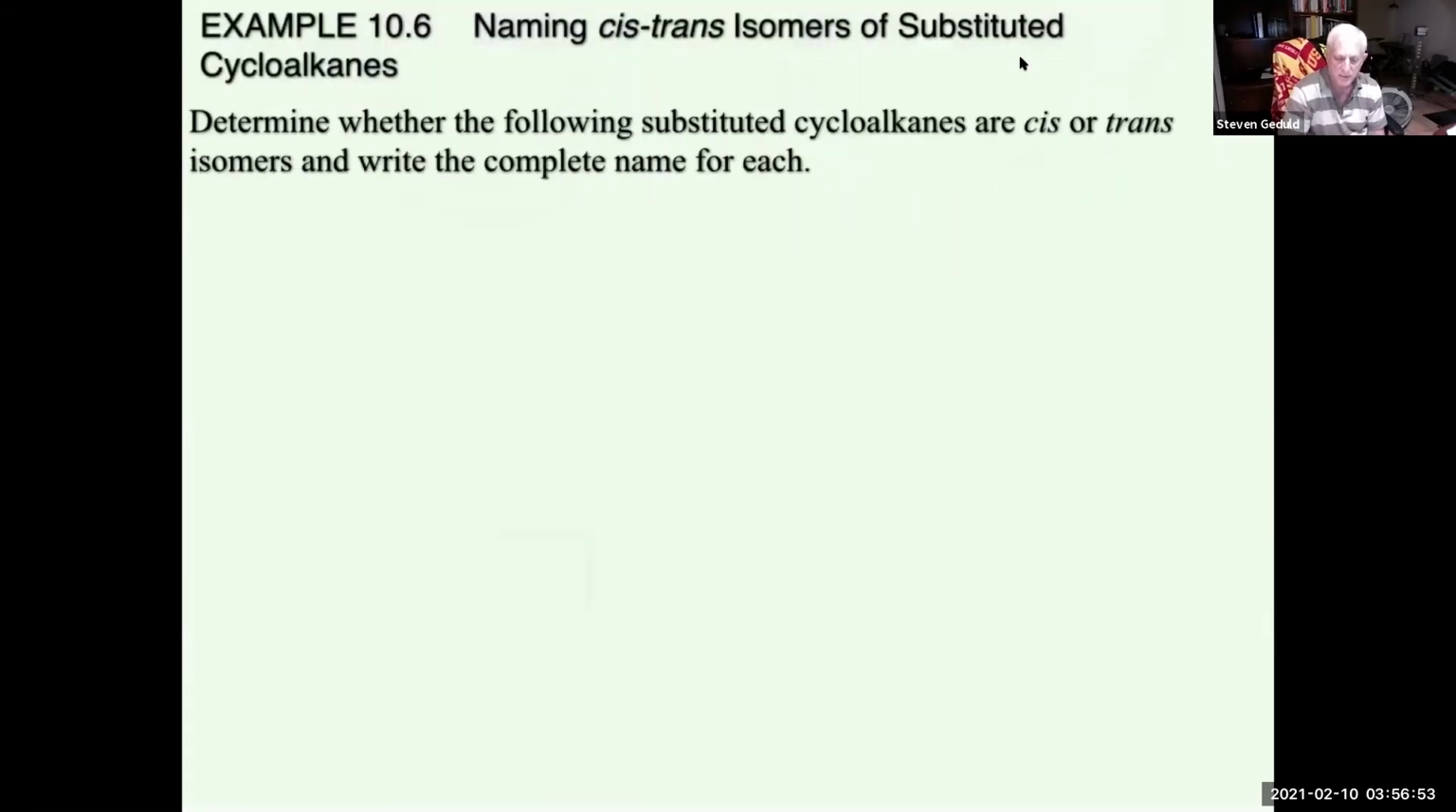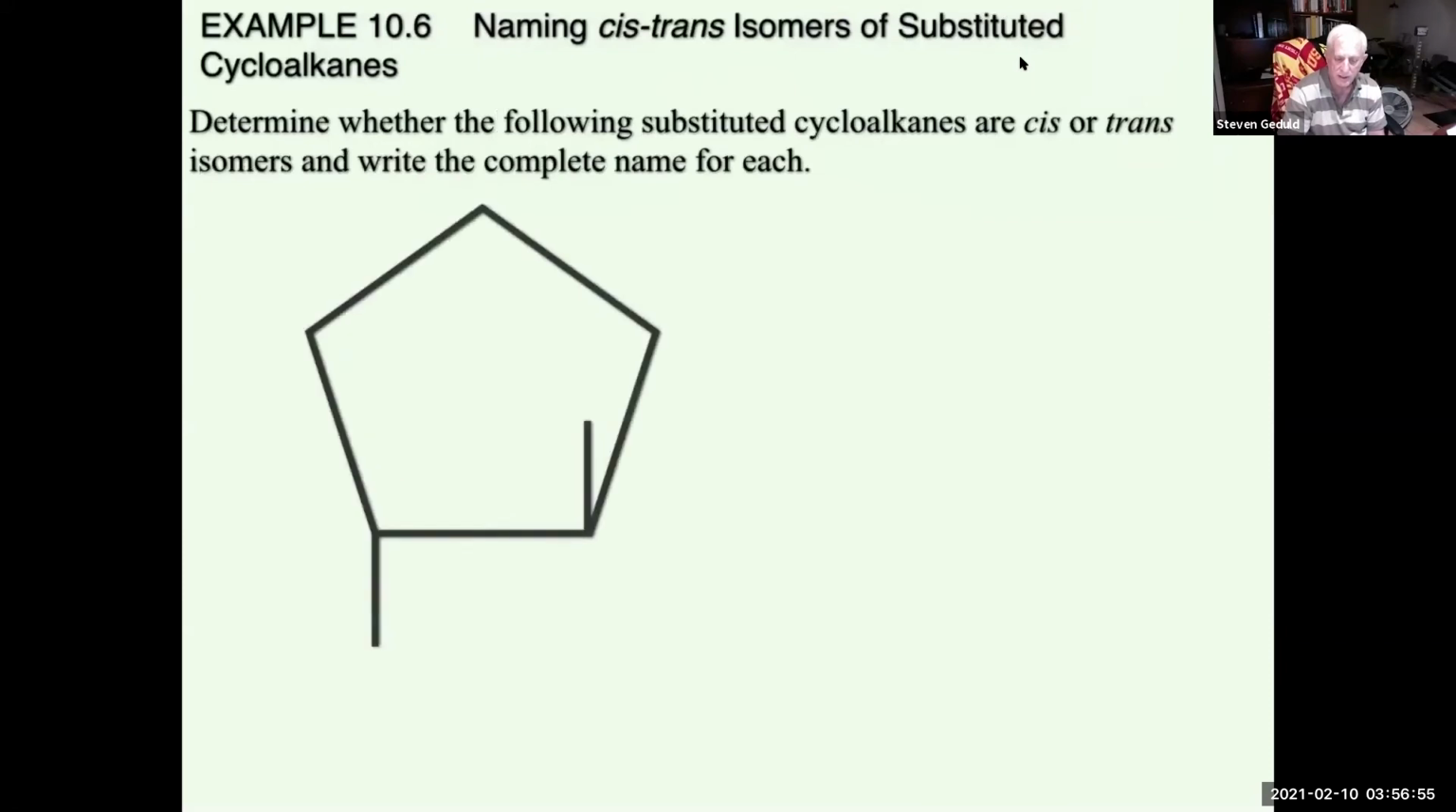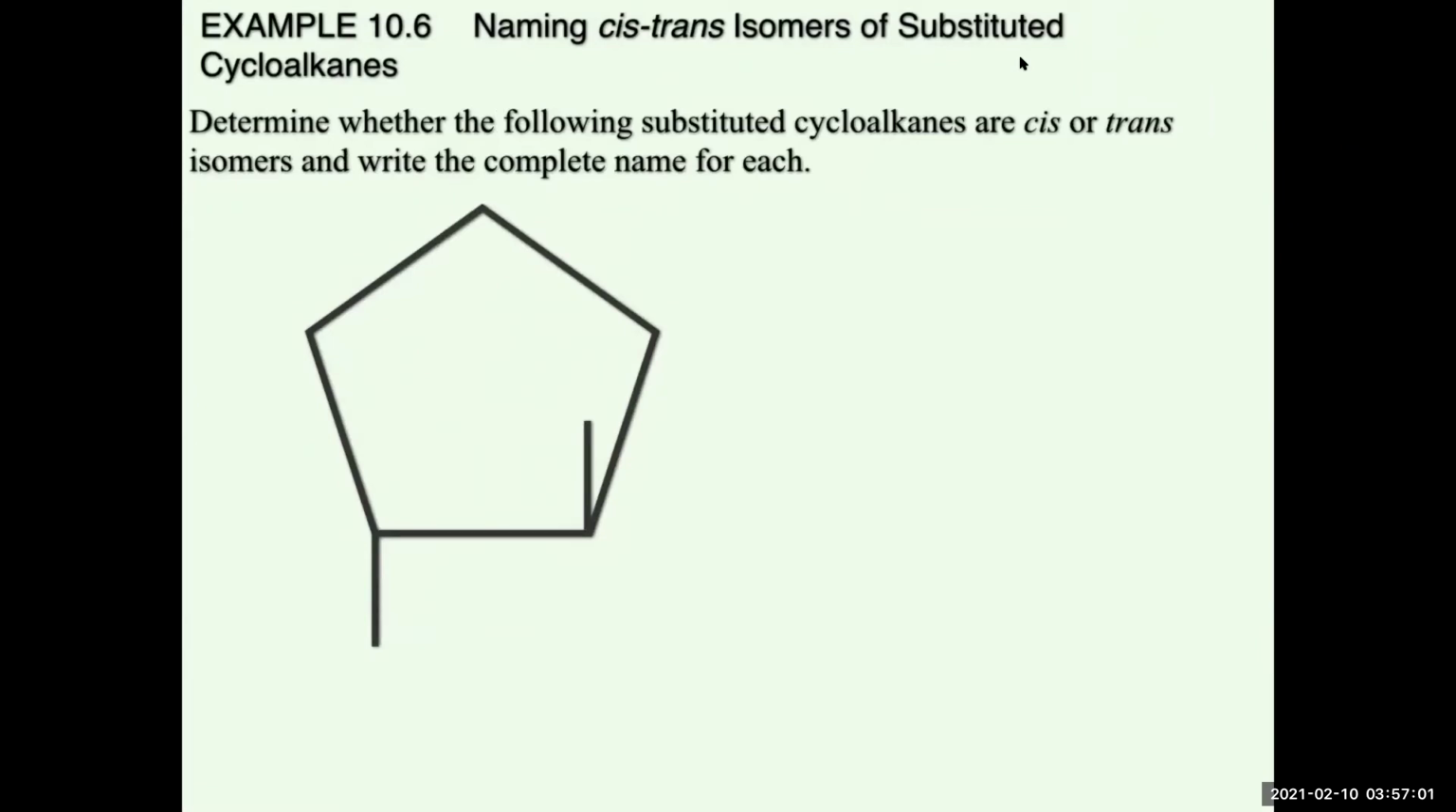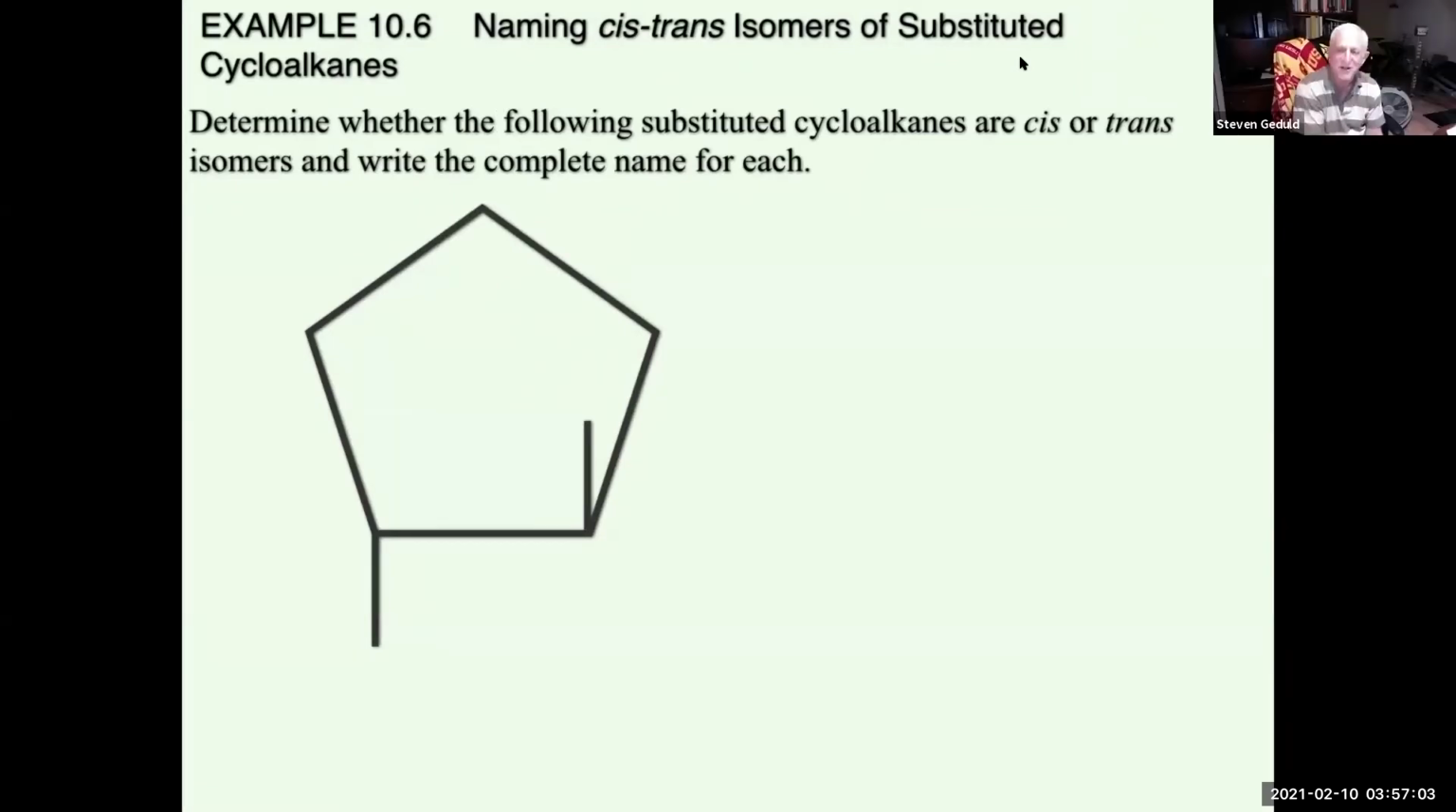All right. How would you name and write the complete name for each one? Is this a cis or a trans looking at it? Cis. No, trans. Trans, you're right. This one's going up on the top part. This one's going down on the bottom part. Okay, so it's a trans. And then this is a cyclo what?